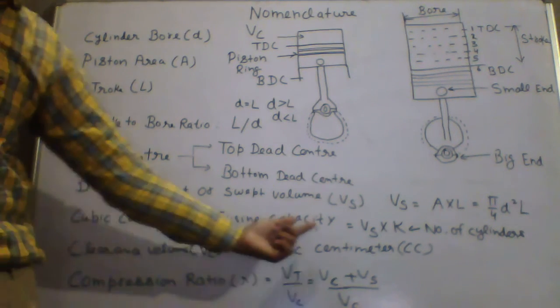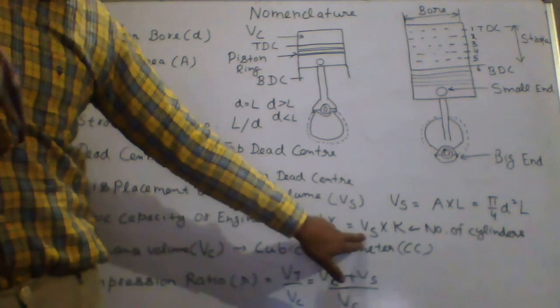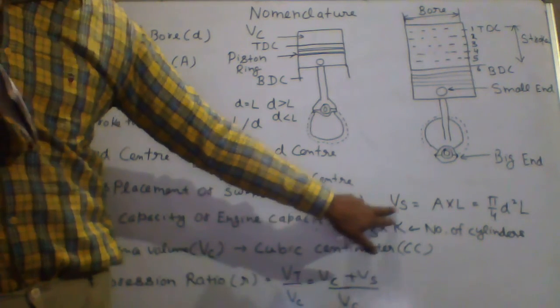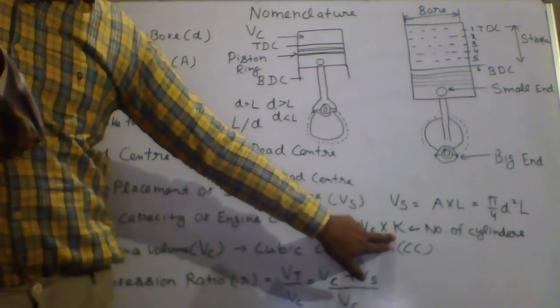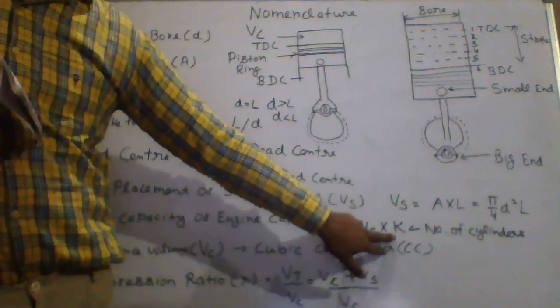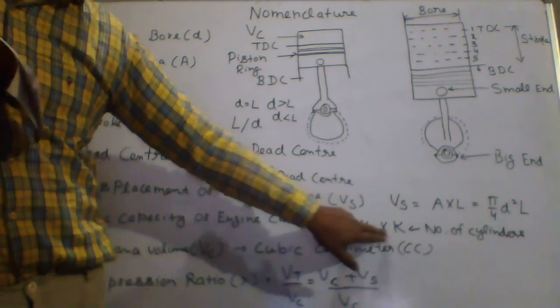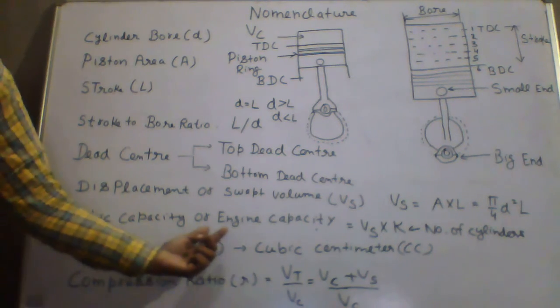Next is the cubic capacity of the engine. The displacement volume of a cylinder multiplied by the number of cylinders in an engine will give the cubic capacity, or engine capacity. Okay, suppose the swept volume of one cylinder is Vs, which we have calculated here as area into length. Now multiply with the number of cylinders, because we have multiple cylinders: one cylinder engine, two cylinder, three cylinder engine, so K is the number of cylinders. When you multiply this, you will get the cubic capacity of the engine, or engine capacity.